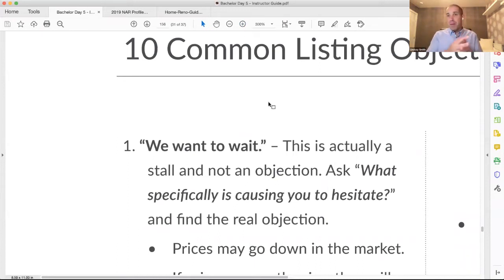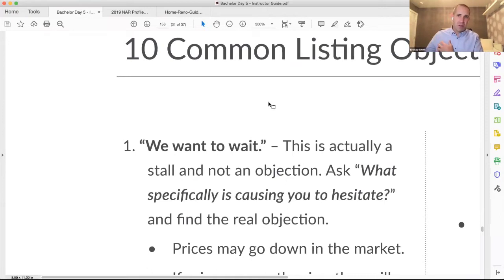Maybe they want to wait on the listing. Do we want to wait 3 months? We want to wait for whatever. Well, this is actually a stall, not necessarily an objection. Obviously ask the question, what specifically is causing you to hesitate? And then find the real objection, what it is. Oh, we think the market might go down. We think the market might go up. We think interest rates might do something else. Our funds aren't ready yet.